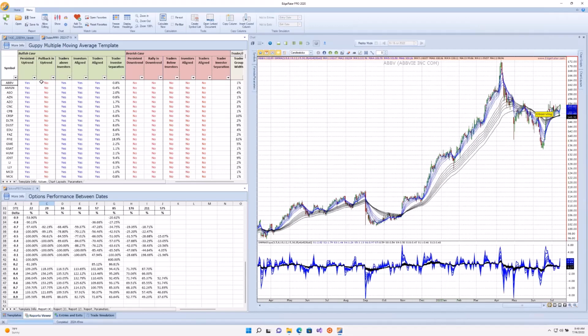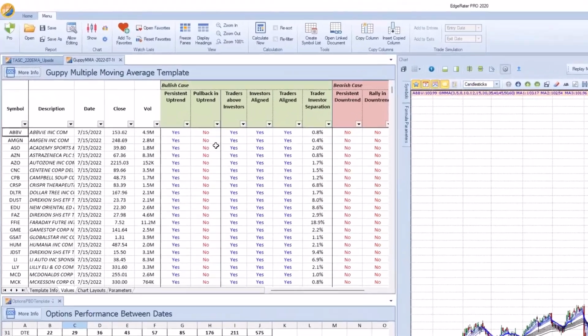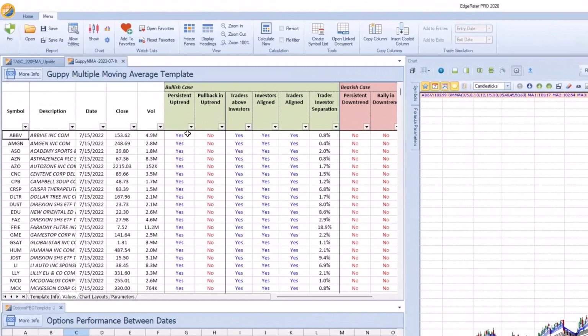And then you've got various cases. A bullish case, which is, I guess, what we'll look at. The bullish case is a stock in a persistent uptrend. Is there a pullback within the uptrend? Is the group of traders, i.e. all the blue lines, are they all above the black lines? So traders above investors? Yes, in this case.